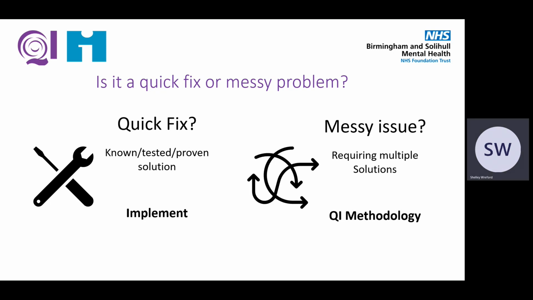An example of a messy quality issue is the reduction of restrictive practice. This quality issue is one that requires multiple solutions, therefore would benefit from a systematic quality improvement methodology, like the model for improvement.